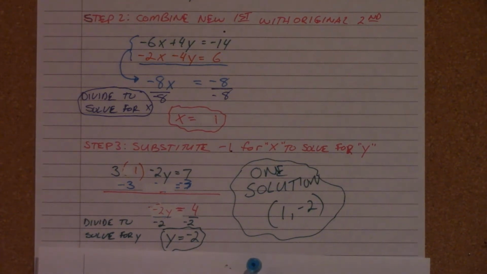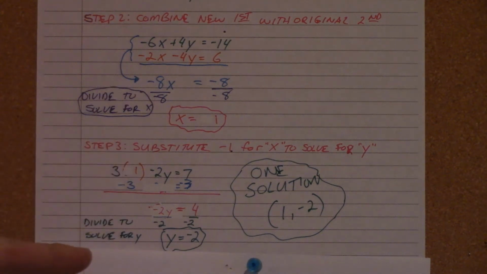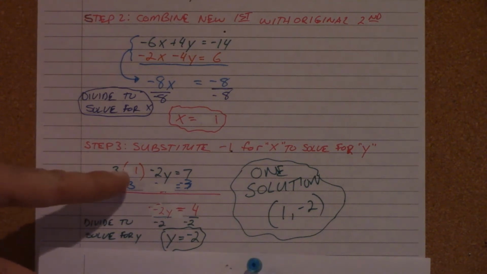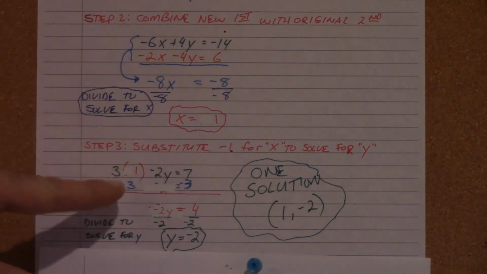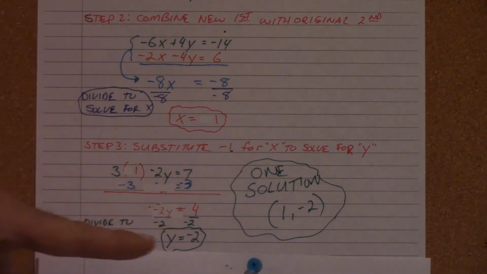You're right. We take that x equals 1 and we substitute it into either equation. I chose the first equation. So I put 3 instead of x, I put in 1. 3 times 1 minus 2y equals 7. 3 times 1 is 3. I subtract 3 from both sides.